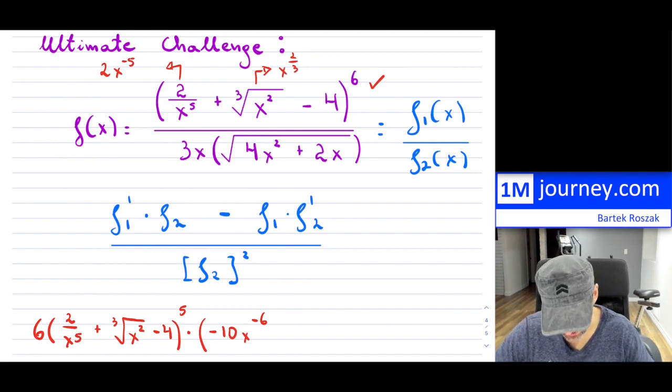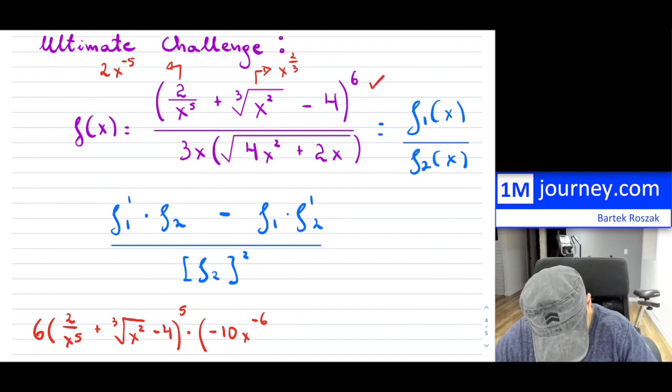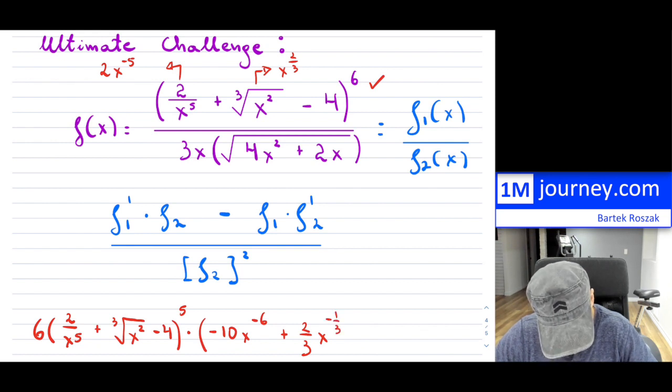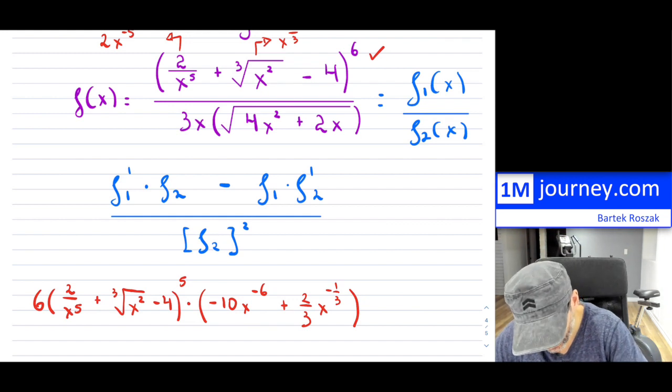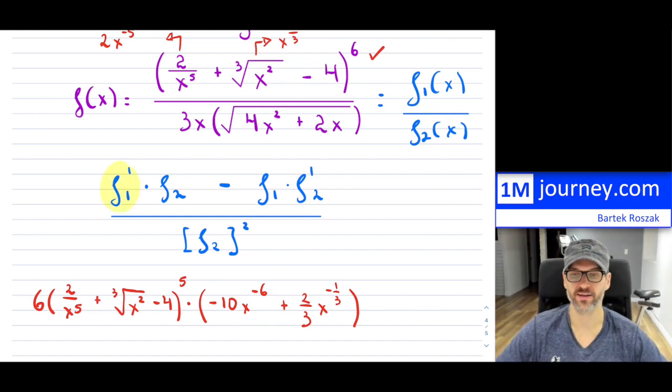That's the first one. Then plus, I will have now the 2 over 3, then x to the 2 over 3 minus 1, which is going to be negative 1 over 3. And then the derivative of negative 4, which is just 0. So there you go. That's the derivative of the first. That is just this. That's all that I have done.